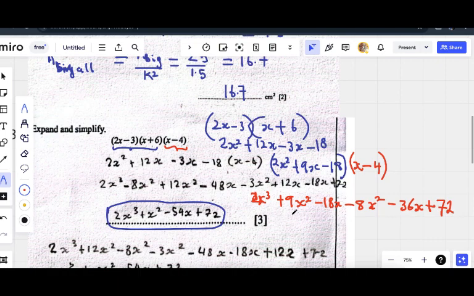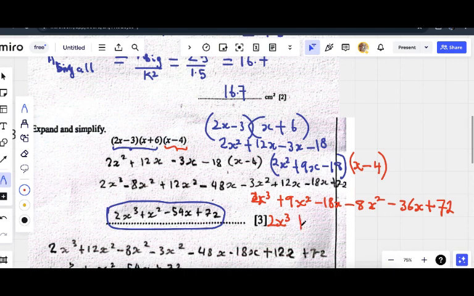Okay, now we collect like terms. So this one, the highest power is 3. No other term has power 3. So we just write it as it is. We write 2x cubed. Now we have 9x squared here. We have 8x squared here. So we say 9x squared minus 8x squared. What do you get? You get 1x squared.